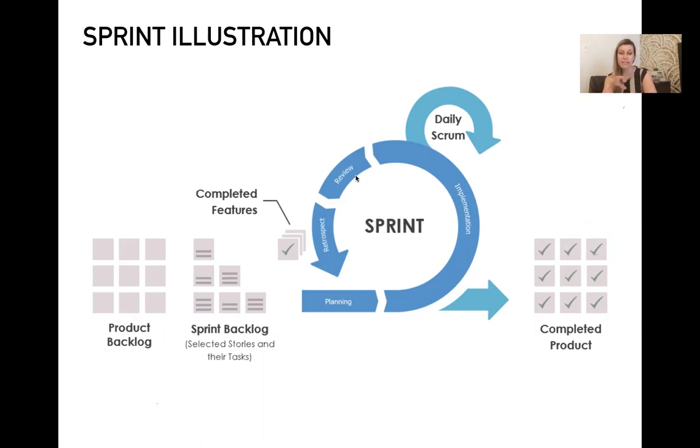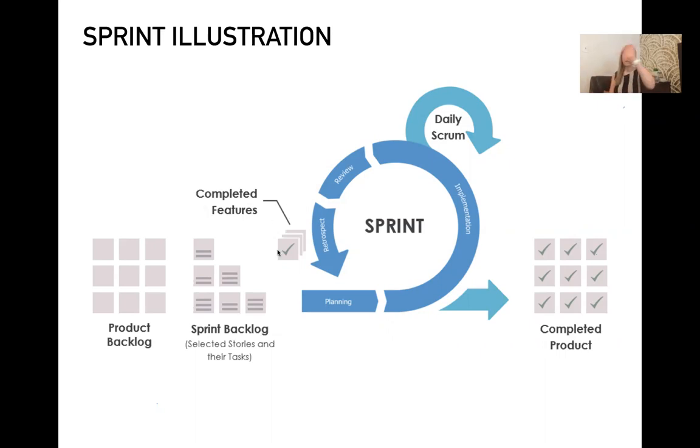Once you're done with the implementation phase, you're going to go into the review phase where you're going to start doing things like testing if you're a developer, or reviewing the designs if you're a designer. Retrospect is something that happens at the end of a sprint where you reflect on what you got done and where you can improve.